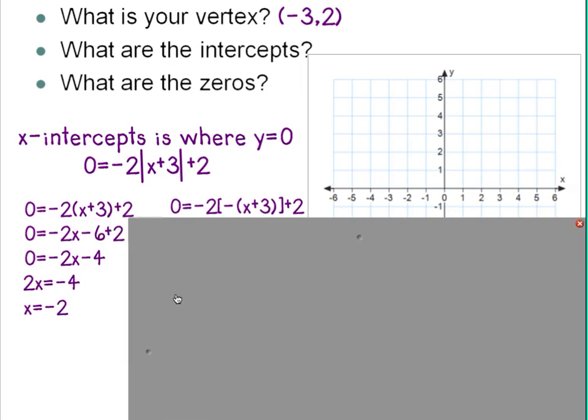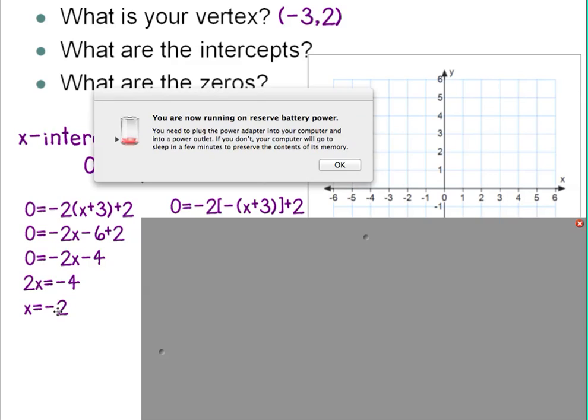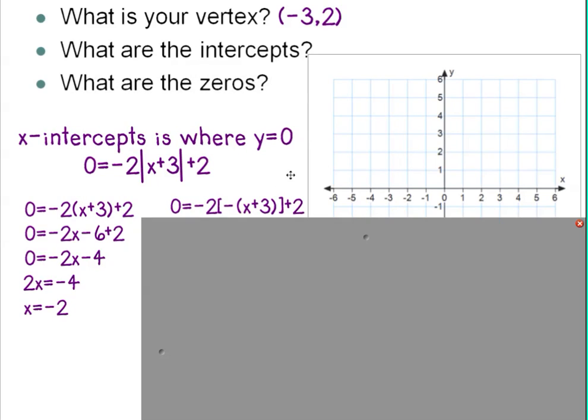So I'm going to put in positive numbers for x, and so when that happens, I am going to look at solving this for x, and I distribute the negative 2 and I get negative 2x plus 6 plus 2, and negative 2x minus 4 when I combine those two. I'm going to add 2x to both sides to get 2x equals negative 4, so x is equal to negative 2. So that's one of the x-intercepts, or one of your zeros.